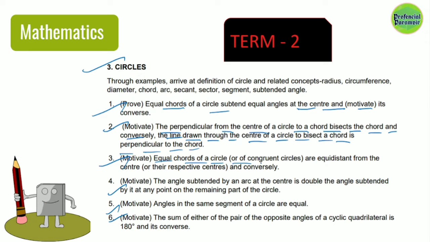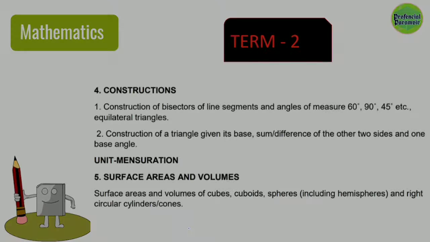Equal chords of a circle or of congruent circles are equidistant from the center or their respective centers, and conversely. The angle subtended by an arc at the center is double the angle subtended by it at any point on the remaining part of the circle. Angles in the same segment of a circle are equal. The sum of either pair of opposite angles of a cyclic quadrilateral is 180 and its converse.